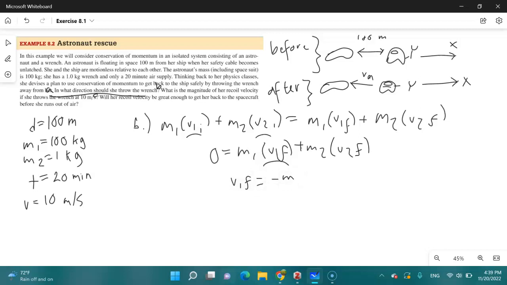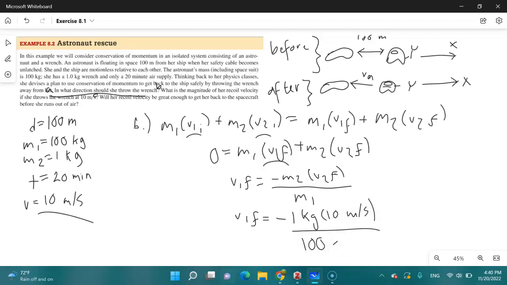We would have the negative mass of the wrench times the final velocity of the wrench, and then that would be over the mass of the astronaut. And now we can start plugging values in because we have a more simplified equation. We know that the mass of the wrench is just 1 kilogram, so we can plug that in. And the final velocity of the wrench that we're being told here is going to be 10 meters per second. And then the mass of the astronaut, we know that it's 100 kilograms. So these kilograms will cancel out, and ultimately we get a final velocity of negative 0.10 meters per second.